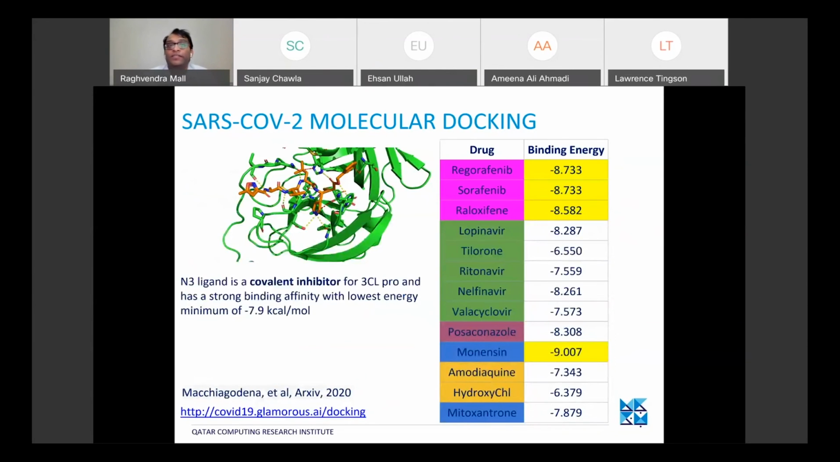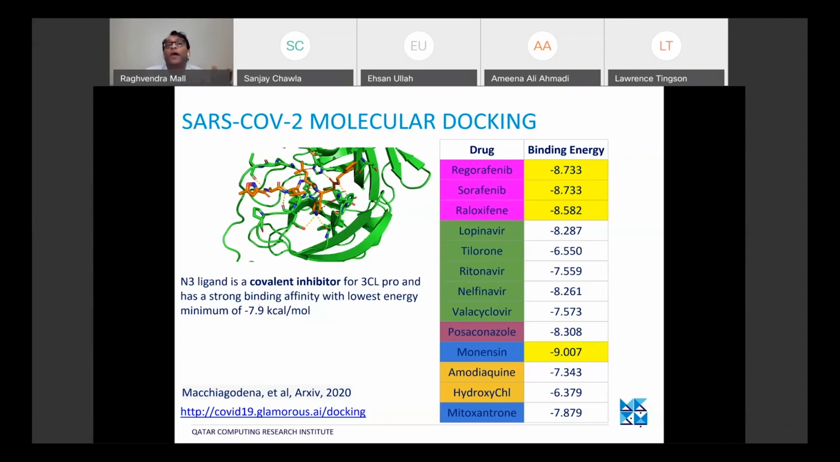Finally, we also performed a docking experiment. For the list of drugs that were common to all three viral proteins of interest to us, we found a tool called COVID-19 Glamorous AI, which allows you to dock your particular drug against the 3CL Pro by just providing the SMILES representation of the drug. And they have a baseline score. What they know is that the N3 ligand forms a covalent inhibitor for the 3CL Pro viral protein of the SARS coronavirus. When it forms a covalent inhibitor, it's a very strong bond, and it can basically completely inhibit the functionality of that.